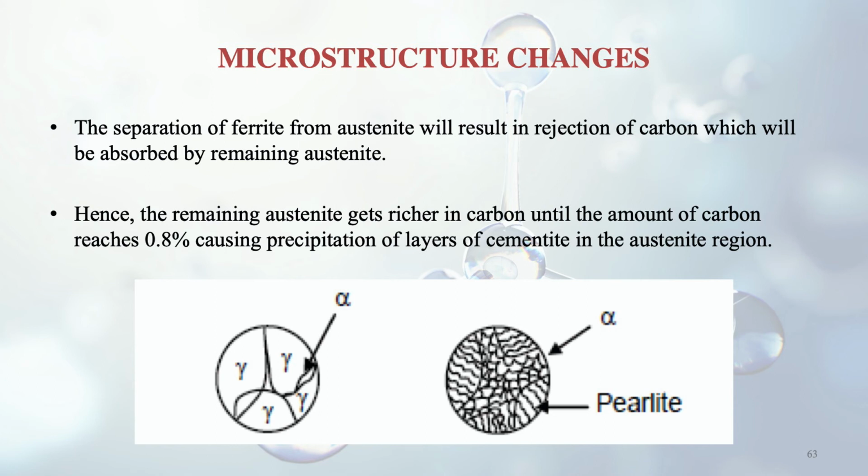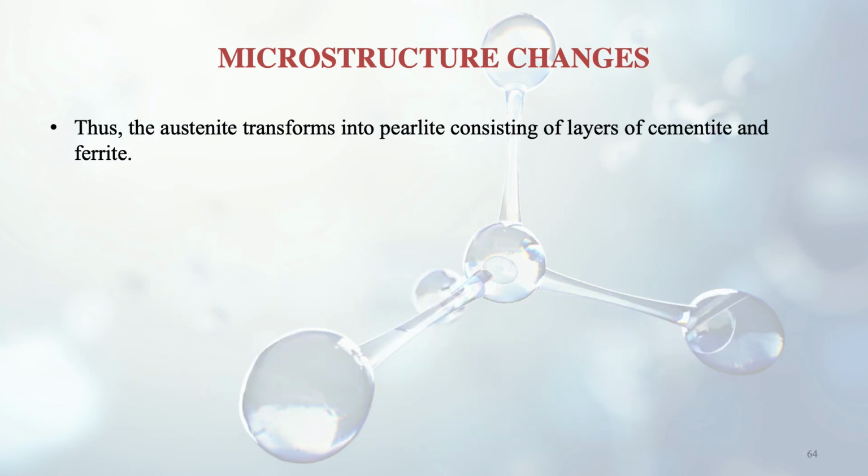In the third figure you are seeing here, alpha and gamma are there. Alpha is coming in, and in the last figure, the amount of cementite is very large now. So the austenite is reduced. Thus the austenite transforms into pearlite consisting of layers of cementite and ferrite. So at 0.8% carbon, this is the situation. It mostly consists of pearlite, and pearlite is nothing but a mixture of cementite and ferrite, with layers of cementite and ferrite, lamina.